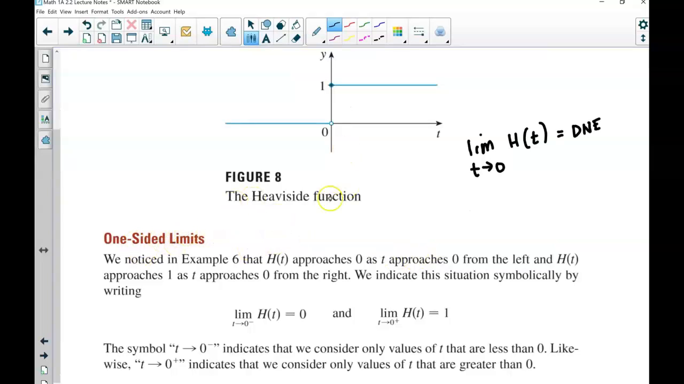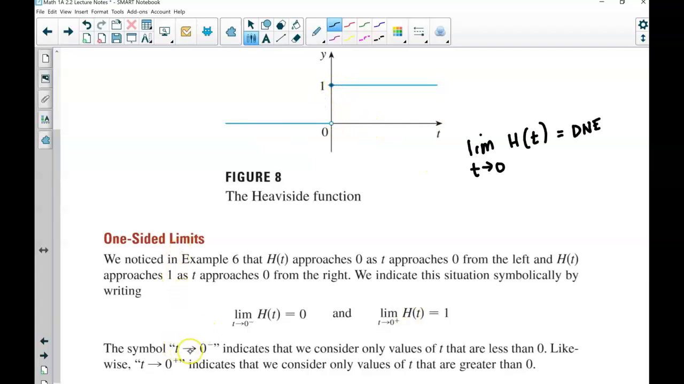Now we notice from this example that H of t approaches 0 as t approaches 0 from the left, and H of t approaches 1 as t approaches 0 from the right. We indicate this situation symbolically by writing the following. The limit as t approaches 0 from the left, that minus represents approaching 0 from the left, is equal to 0. And the limit as t approaches 0, the plus meaning from the right, the function is approaching 1.